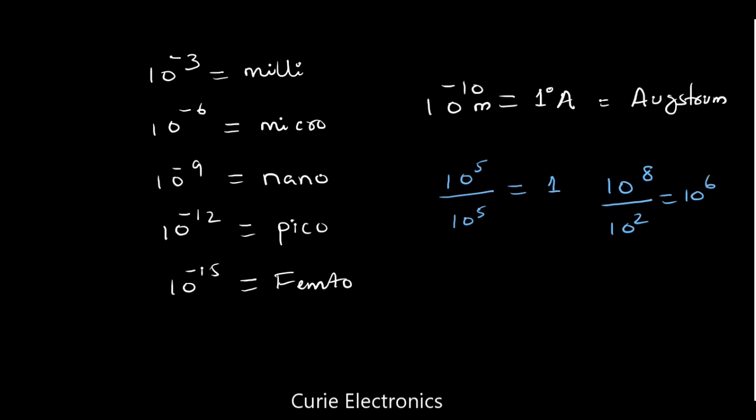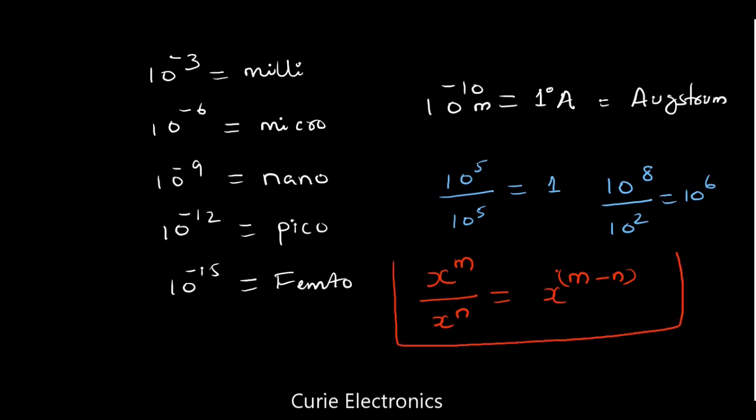For this also, there is a very simple equation. What is it? That is x to the power m upon x to the power n equals x to the power m minus n. These equations are all you should know. As a basic electronics student, you should know all these manipulations of numbers. Let's take some more examples.